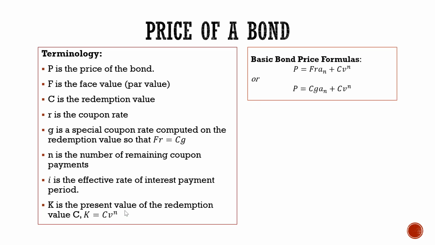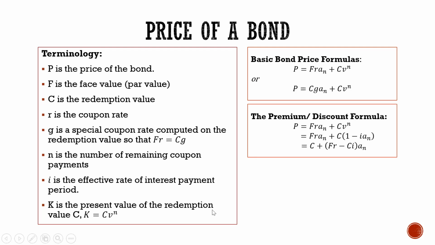And there are three basic formulas for bonds. The first one is the basic bond price formula. P is the present value of all coupons and the redemption value. The present value of all coupons should be the present value of an annuity where the payment is the coupon. And C times v to the n is the present value of the redemption value, and we also can replace this by K. Fr is the same as Cg, so P is Cg a angle n plus C v to the n.